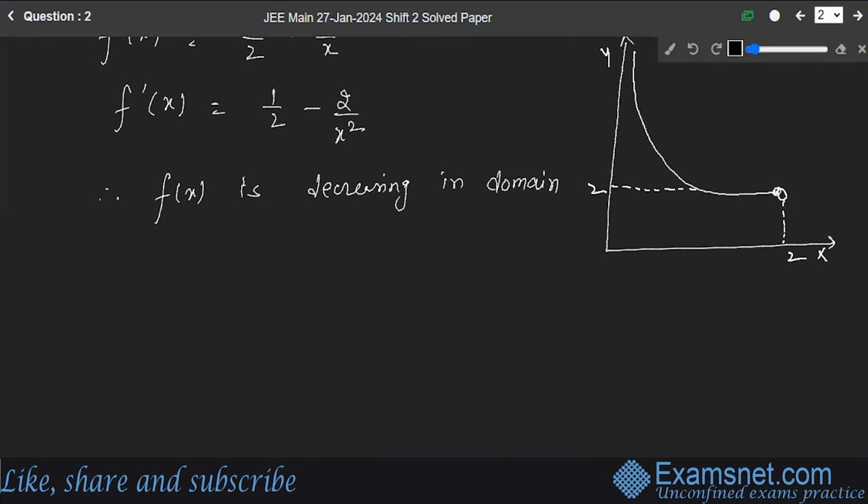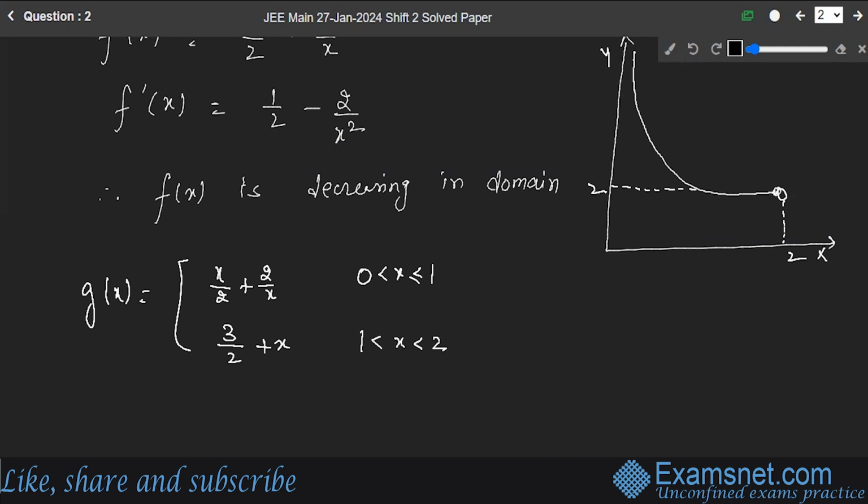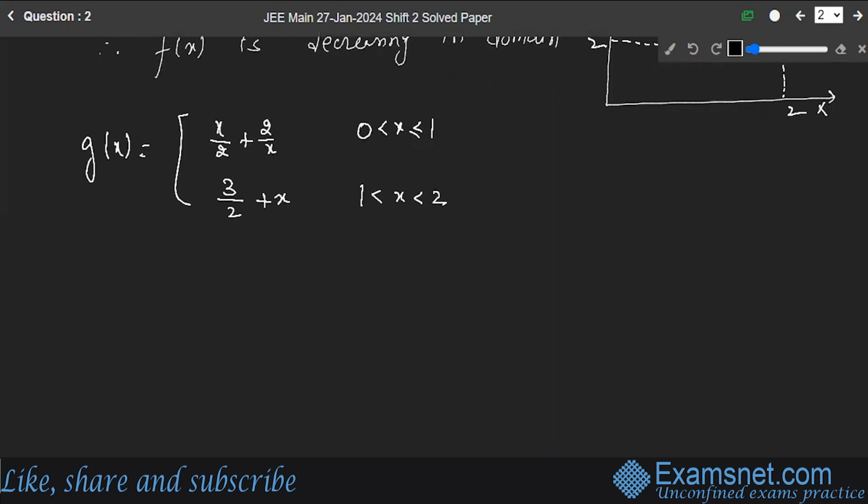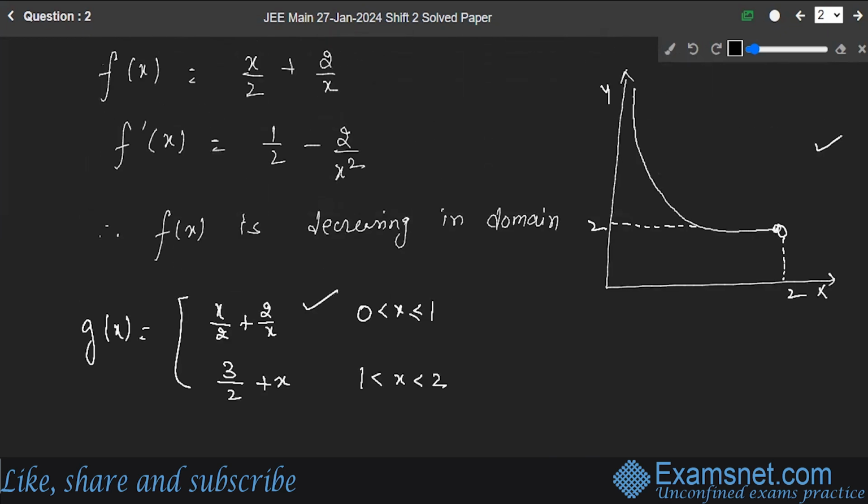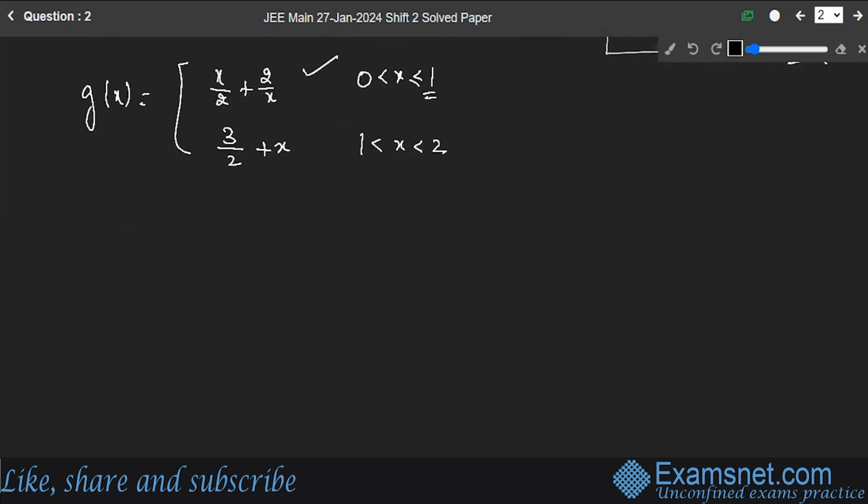Now, you are given the function gx. This is the minimum of fx, that is x by 2 plus 2 by x, for x lying between 0 and 1. And this is given by 3 by 2 plus x for x lying between 1 and 2. Now, this function, let's check out the nature of this. This is the same one. This will have the same graph as this till 1. So let's make the graph.